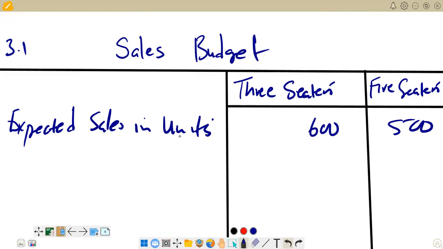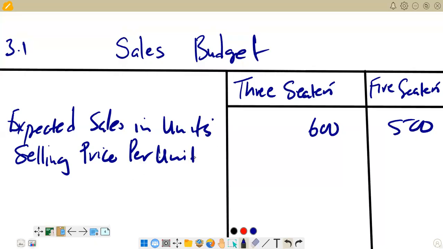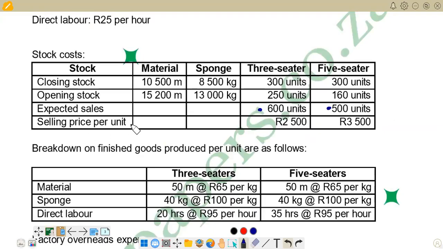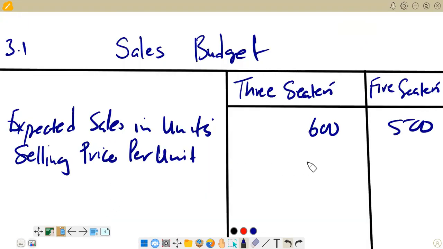Then from there, we now want to see the selling price per unit. On selling price per unit, you are going to see again in the question what we have. We go back to check those selling prices. We are given them here. Selling price per unit, we have 2,500 rands for the 3-seater and 3,500 rands for the 5-seater. So we can go back there to enter those figures in the appropriate columns: 2,500 rands here, and on the 5-seaters, 3,500 rands.